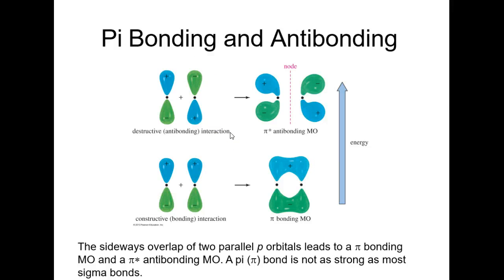Okay, here's the anti-bonding. So notice here are my two p orbitals side-on, and they interact side by side. Again, do not worry about this up here. All right, this is anti-bonding stuff. We aren't really going to talk too much about that. But the pi bond is where you have side-on overlap. So a sideways overlap of two parallel p orbitals leads to a pi bonding molecular orbital, and again, we're not going to worry about that. The bond is not as strong as a sigma bond. Okay.